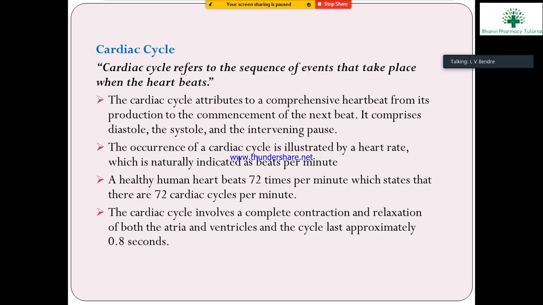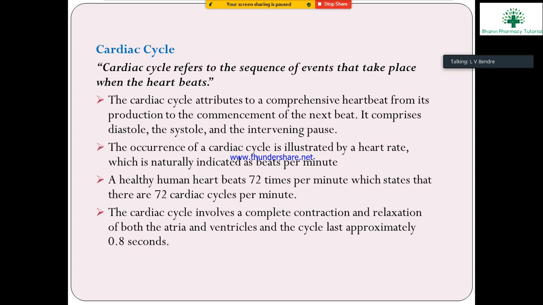The cardiac cycle refers to the complete heartbeat, from its production to the commencement of the next beat. The heartbeat is generated in the SA node, or pacemaker. It comprises diastole and systole. Diastole means dilation, systole means contraction. Contraction and dilation take place.